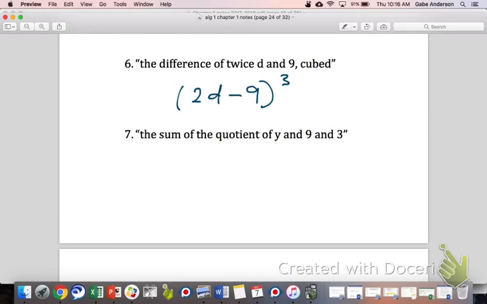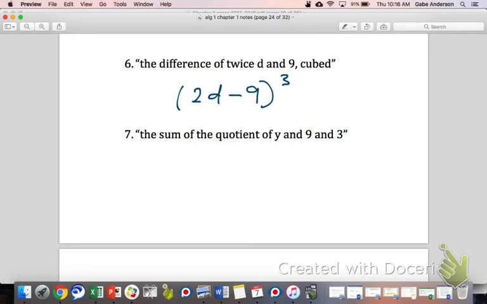The sum of the quotient of y and 9 and 3. Quotient is division. That's good. Kendall, not quite. Sum means addition. So we're adding some things. Joel, that's right. Cooper, that's good. Lana, it's plus. Y over 9 plus 3.